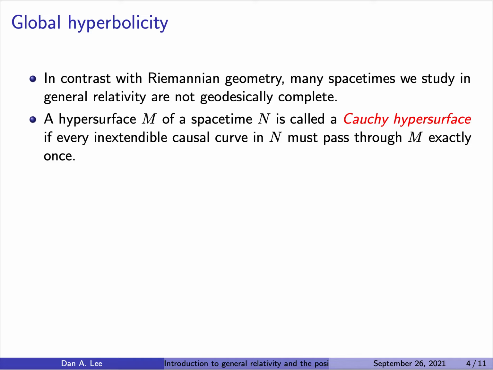So one important concept here is a Cauchy hypersurface. A hypersurface M of a spacetime N is called a Cauchy hypersurface if every inextendable causal curve in N must pass through M exactly once. Okay, so first let me say, what is inextendable? It's pretty much what it sounds like. It means that you have a causal curve, and there isn't another causal curve that properly includes it.